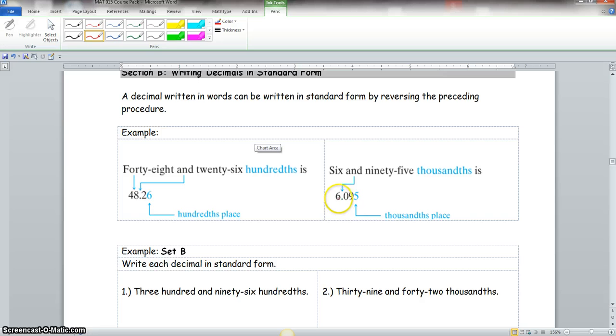Now we have 6 and 95 thousandths. So we know 6 goes in front of the decimal. The word and becomes our decimal. 95 thousandths: now we know the 5 must go in the thousandths place, so the 9 goes in the hundredths place. And then finally this 0 will have to go in the tenths place.